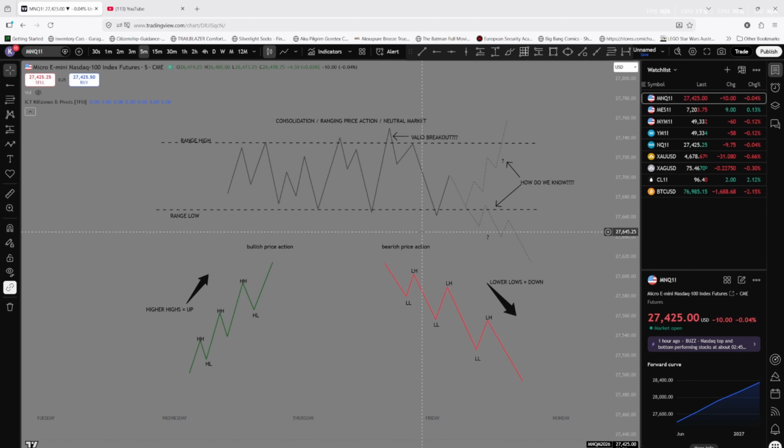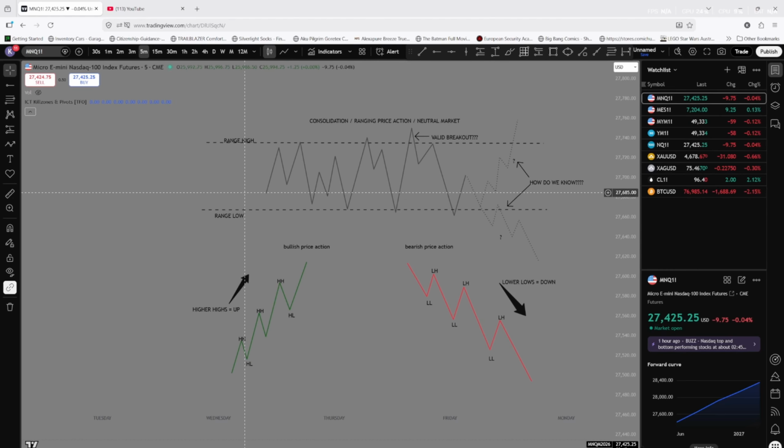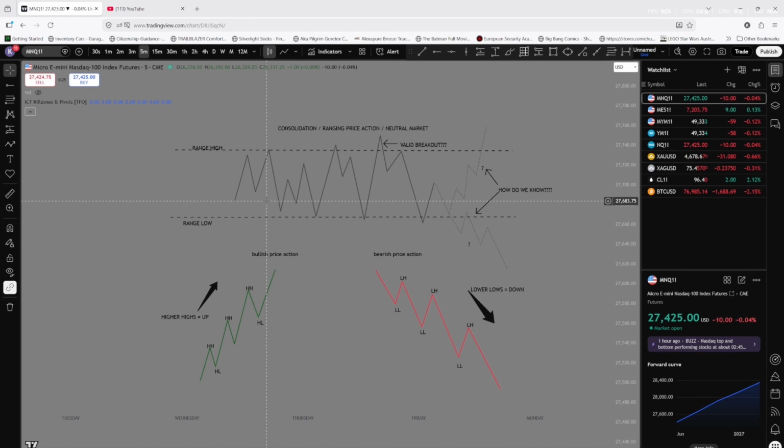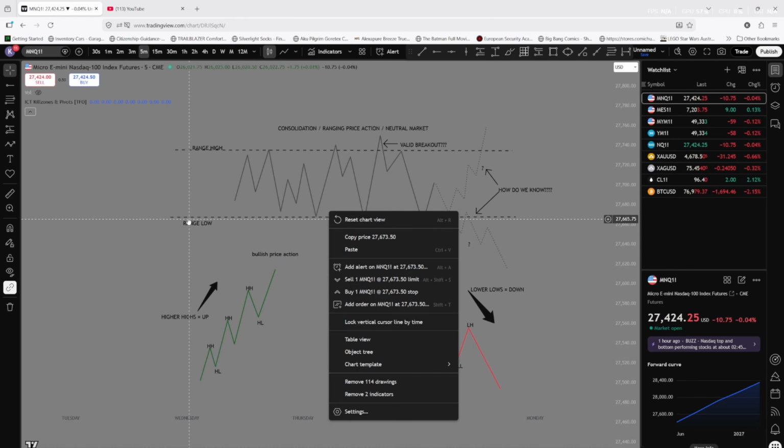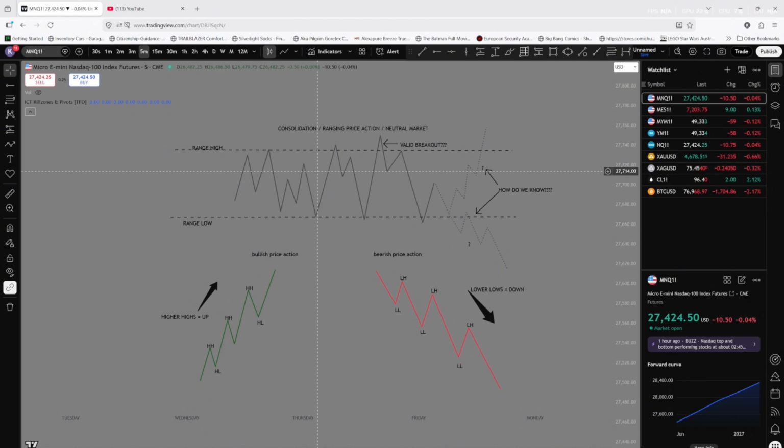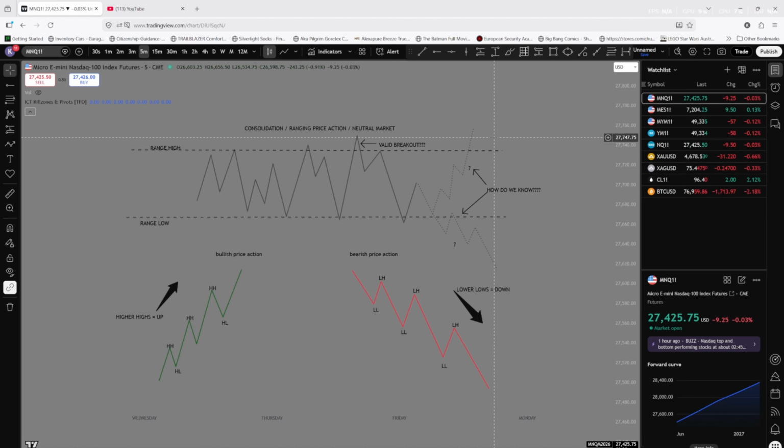Now, why is that important? It's important because that's how you make money in trading. You make money by analyzing the way price moves, by finding out what it's doing. And by finding out what it has done and what it's currently doing, you can predict fairly accurately where it could possibly end up in the future. That is how you make money.